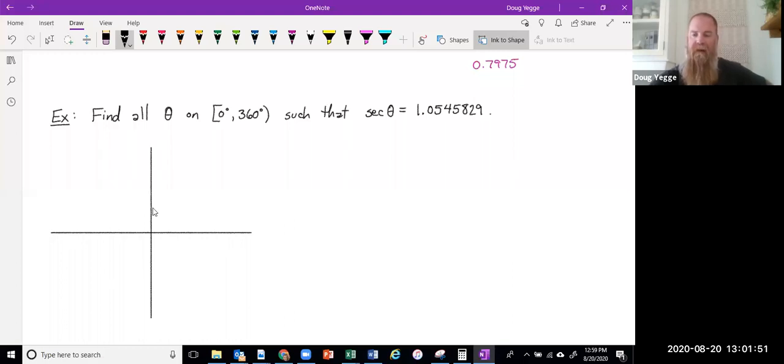For this last example, notice that we're told the value of secant of theta is 1.054589, and we're trying to find what angles would give that particular value. Now keep in mind, there's no secant button on my calculator, but there is a cosine button. So let's think about what that would imply. If secant of theta is that value, then that would imply that cosine of theta is 1 over this value.